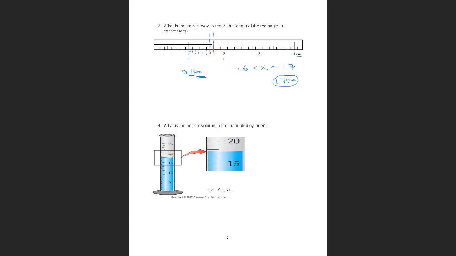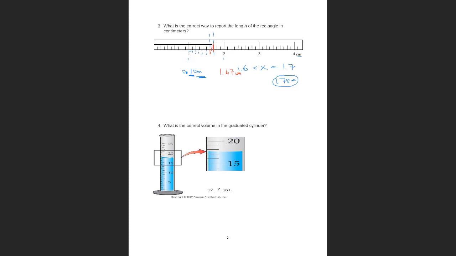So I would, yeah. 1.65. Exactly. Or it's a little bit closer to the 7, right? It's not exactly in the middle. So I would say 1.67. Okay, that.